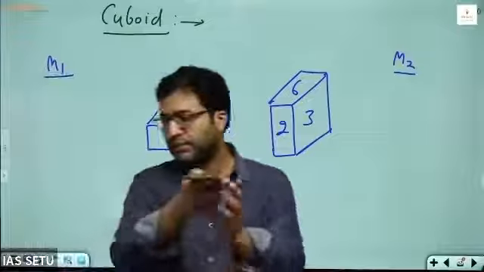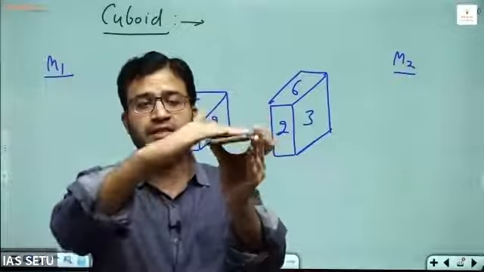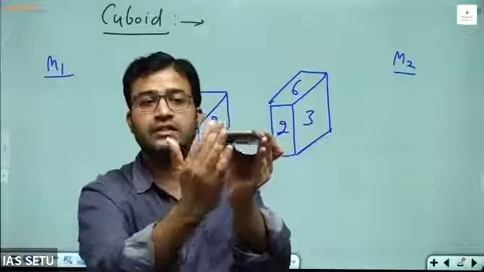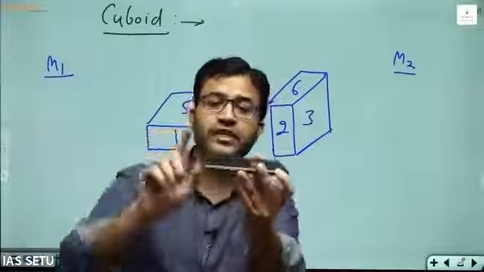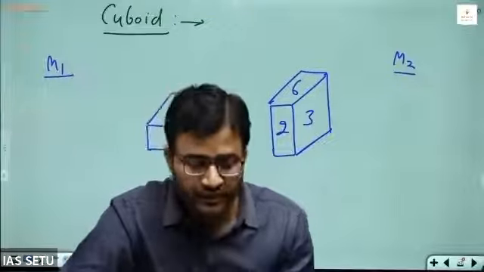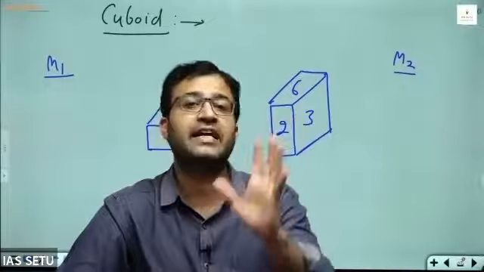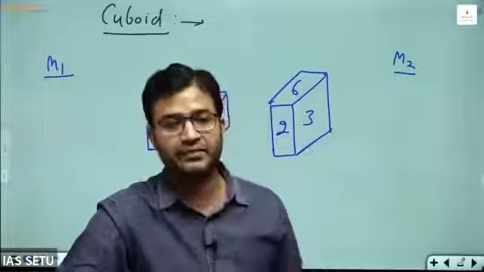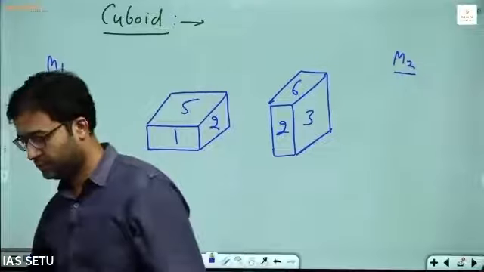For example, this mobile is a cuboid shape. Can I say this face and this face have exactly the same area? This face and this face have exactly the same area? This face and this face have exactly the same area. So the observation here is, in a cuboid, opposite faces have exactly the same area. So you can use the area concept.